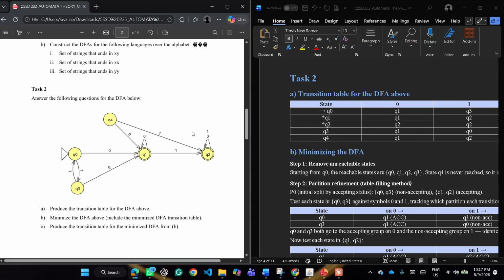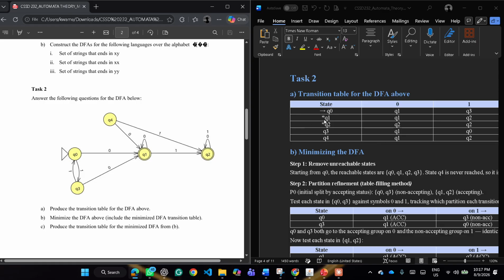Right. And so like I said, let me just go back to the calculation. If you're at Q0 and you receive an input of 0, you go to Q1. And if you're at Q0 again and you receive an input of 1, where do you go to? If at Q0 you receive an input of 1, you go to Q3. And what is Q3? Q3 is a non-accepting state. That is why we haven't indicated any star to it. So Q3, that is what we have in here.